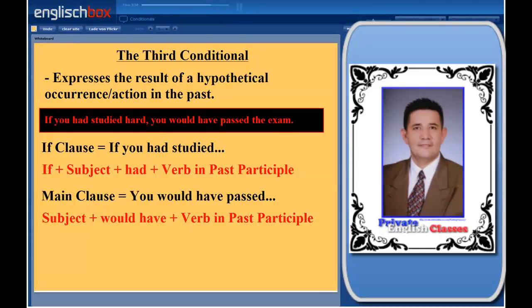So let's look at the structure, the if clause. If you had studied, if plus the subject plus had plus the verb in past participle, followed by the main clause, you would have passed, the subject plus would have plus the verb in past participle. So that is the third conditional.